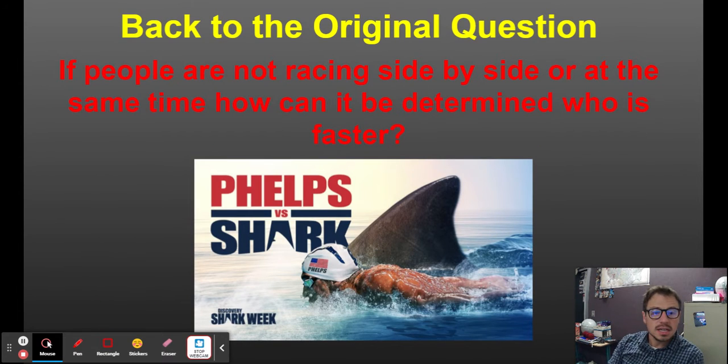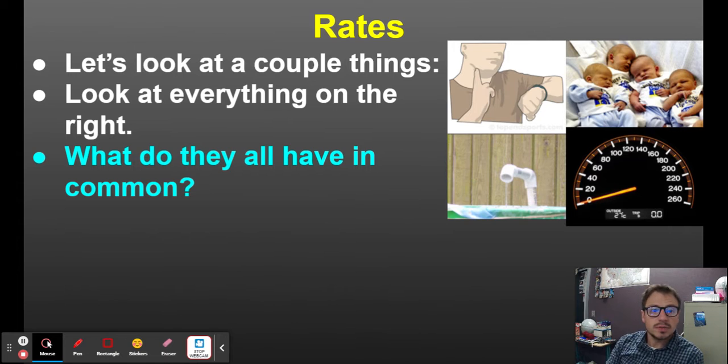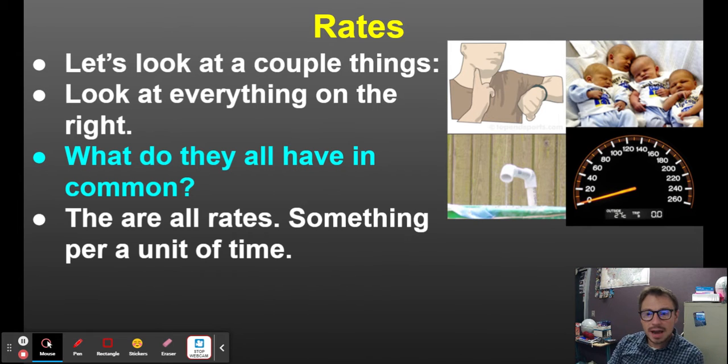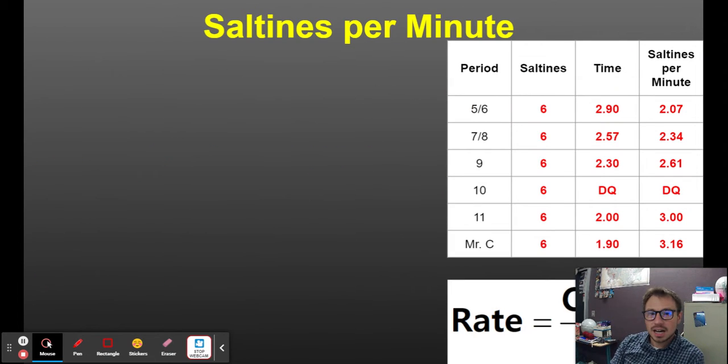Now, let's ask this question. If people are not racing side by side or at the same time, how can it be determined who is faster? Now, we can use something called a rate. So if you look at everything off to the right, like beats per minute, babies per lifetime, gallons per second, miles per hour, they're all rates, something per unit of time. Rates are all ratios of a quantity per time.